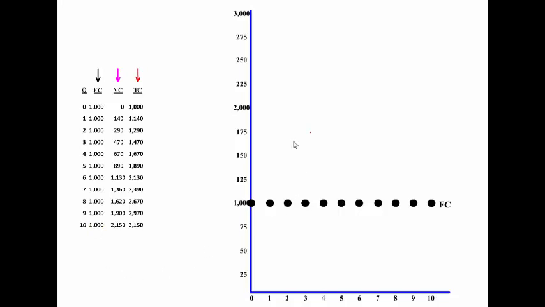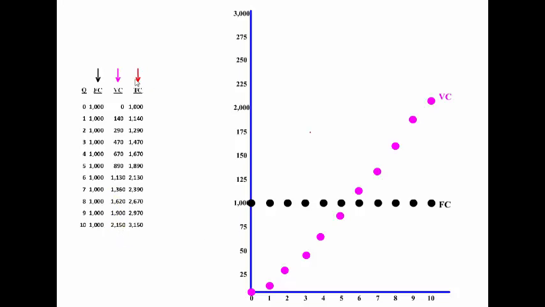But let's look at variable costs. Notice that at 0 units, your variable cost is 0. You have no variable costs at 0 units. Variable costs start to increase as you increase production. Notice on the graph that variable cost is rising as output is increasing.